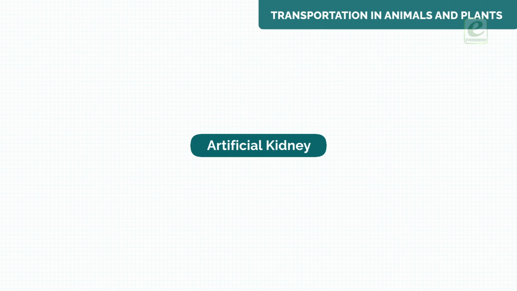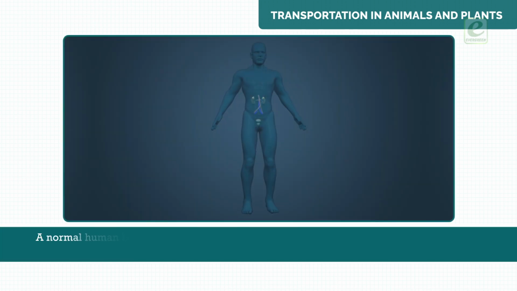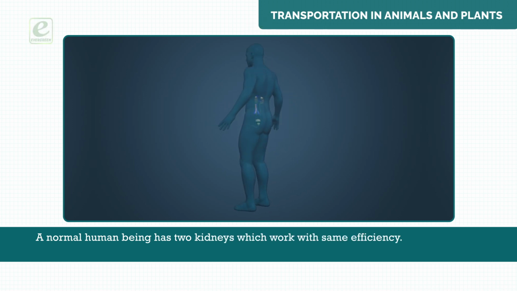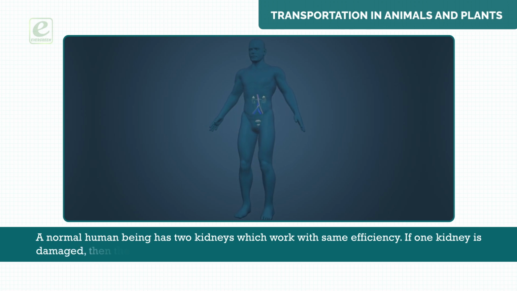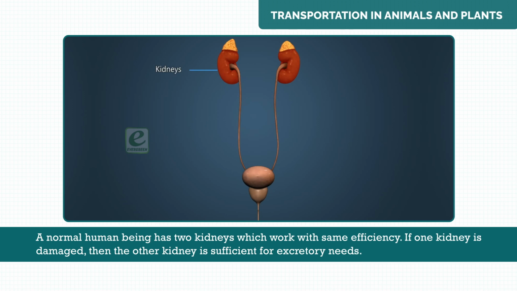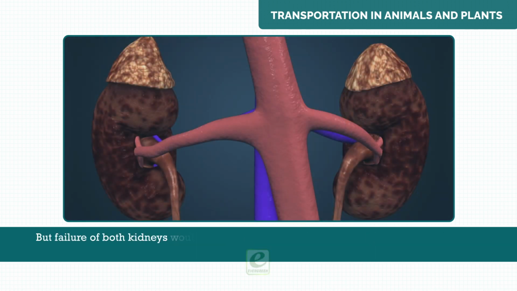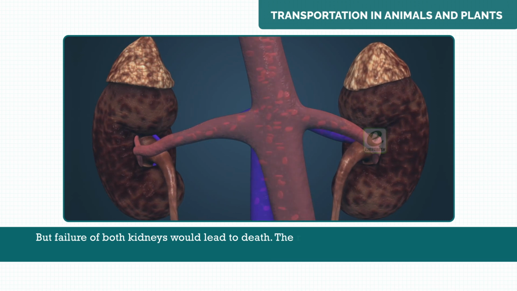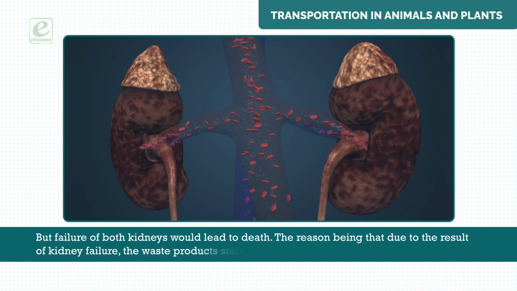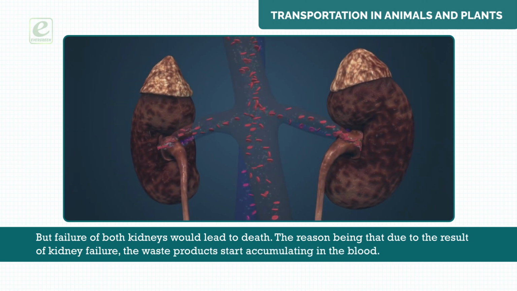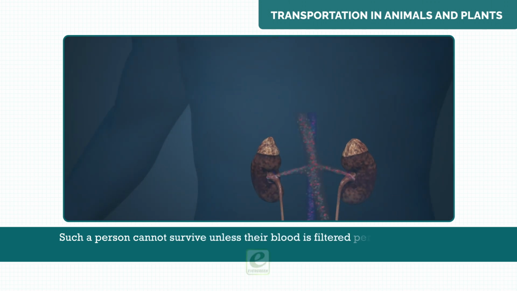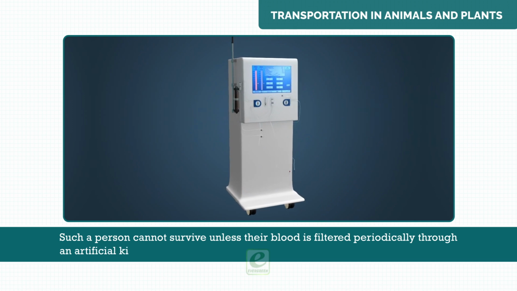Artificial kidney. A normal human being has two kidneys which work with the same efficiency. If one kidney is damaged, then the other kidney is sufficient for excretory needs. But failure of both kidneys would lead to death. The reason being that due to kidney failure, the waste products start accumulating in the blood. Such a person cannot survive unless their blood is filtered periodically through an artificial kidney.